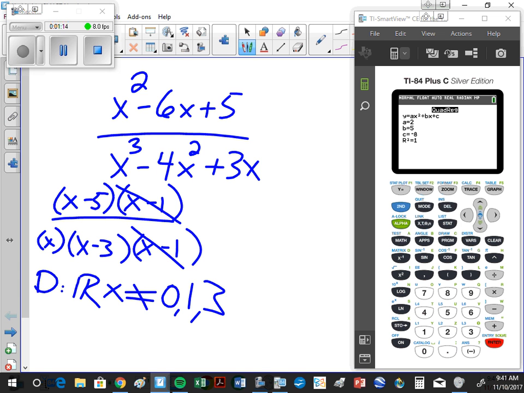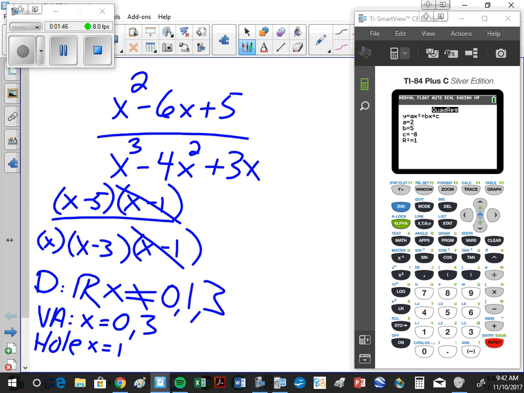All right, now for structure, what happens at x equals 0? It's a vertical asymptote. How do I know? Because it's a discontinuity and it didn't cancel. What about x equals 1? There's a hole at x equals 1. How come? It did cancel. And then what about 3? 3 is a vertical asymptote.